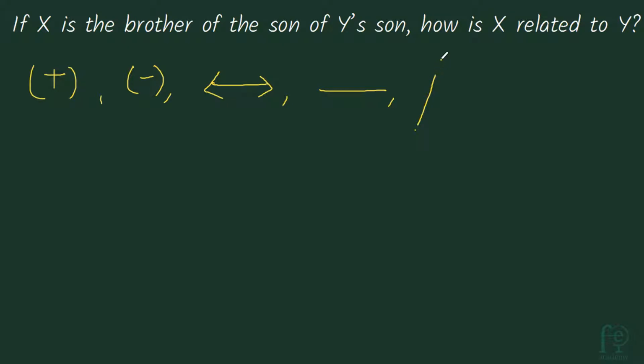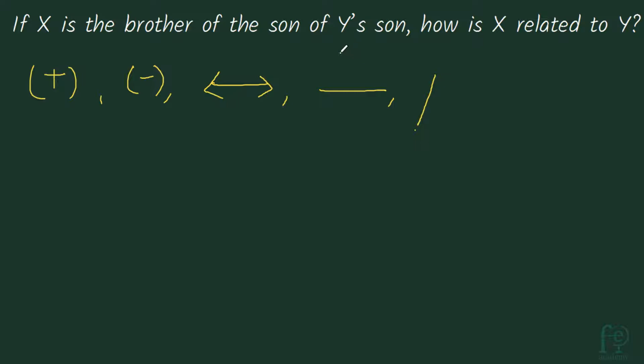So vertical lines will be representing different generations. If it is a horizontal line, both of them belong to the same generation, so they will be siblings, brother, sister, brother, brother, and vertical lines will be representing generations. So these are the different representations. As we go on doing questions, you will be thorough with this.